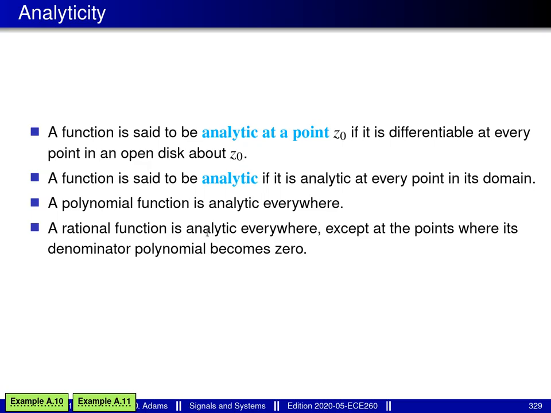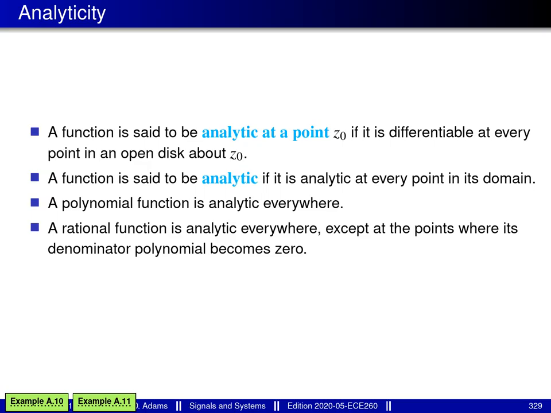A rational function is analytic everywhere except at the points where the denominator polynomial becomes 0. Again, remember, a rational function is the ratio of two polynomials, so fundamentally you're doing division when you're computing a rational function, and because you're doing division you may divide by 0. So in places where you're not dividing by 0, a rational function is guaranteed to be analytic. In other places where you are dividing by 0, it fails to be analytic.